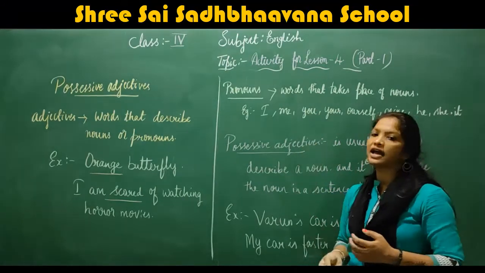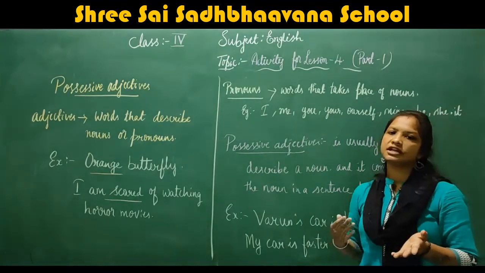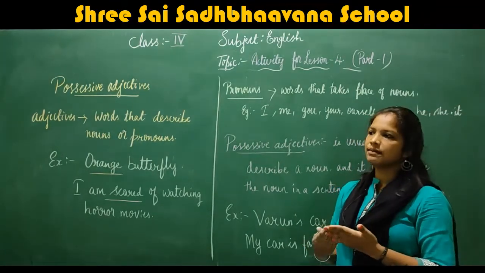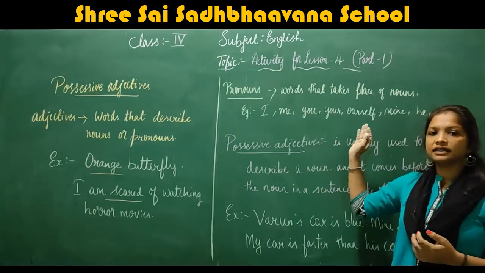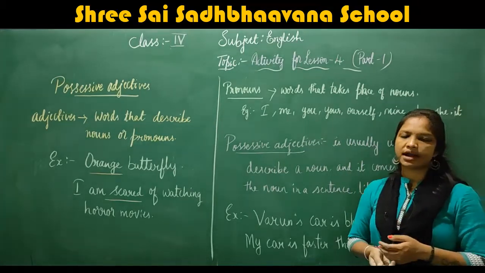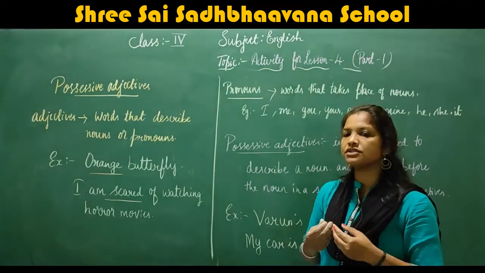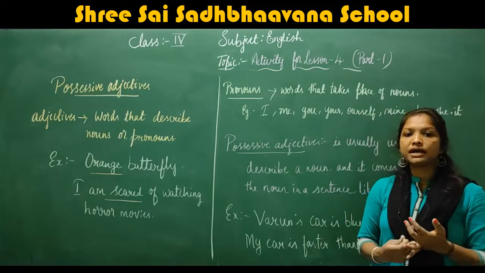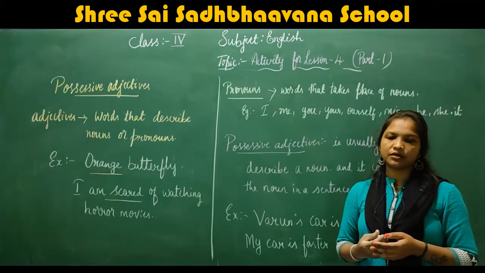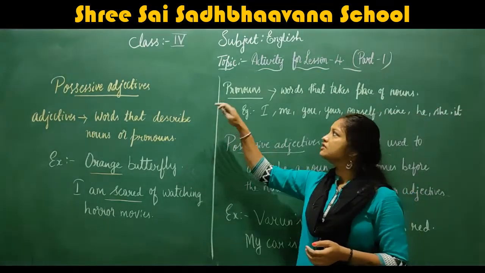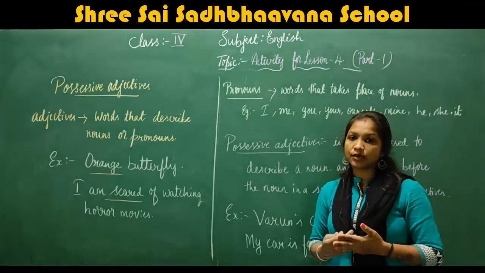Under pronouns, we have personal pronouns and possessive pronouns. Personal pronouns are first person singular, second person singular and plural, third person singular and plural, like I, me, it, she, his, her, they, them. Possessive pronouns show ownership, like my, mine, your, yours, their. Understood, children, what adjectives and pronouns are, and among pronouns, personal and possessive pronouns? I hope you have understood.